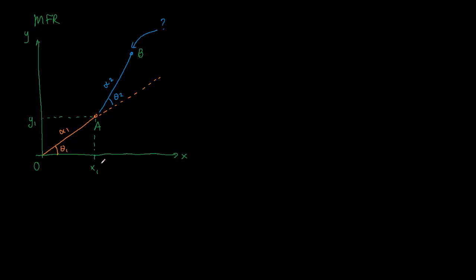Well, if you look at this triangle, you could say that x1 equals the length of the arm, alpha 1, times the cosine of theta 1. When you have the cosine of this angle, it is the underlying rectangle side divided by the longer side. On the other hand, y1 would be the length of the robot arm alpha 1 times the sine of theta 1.